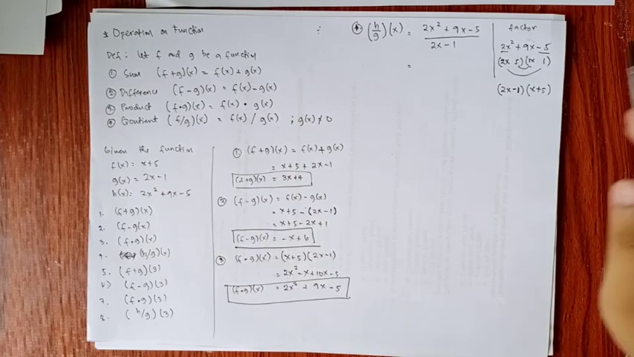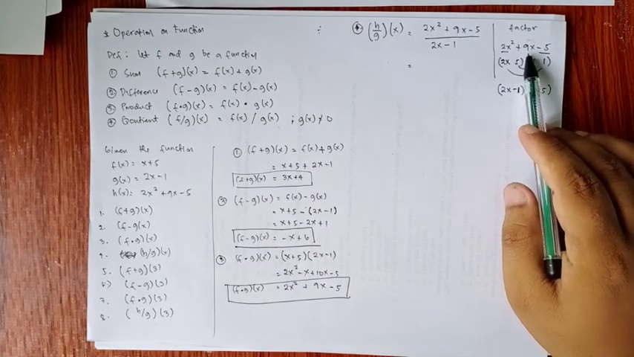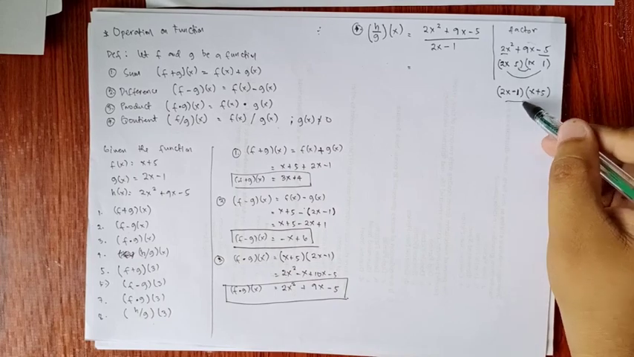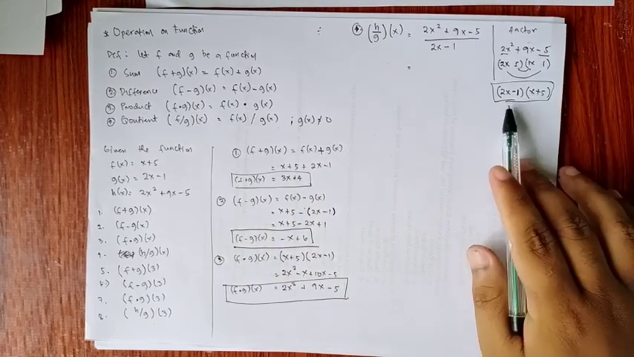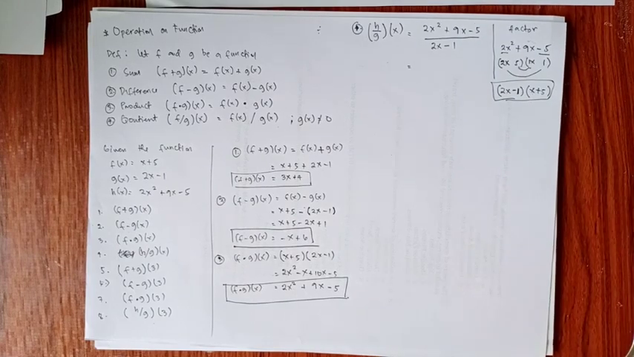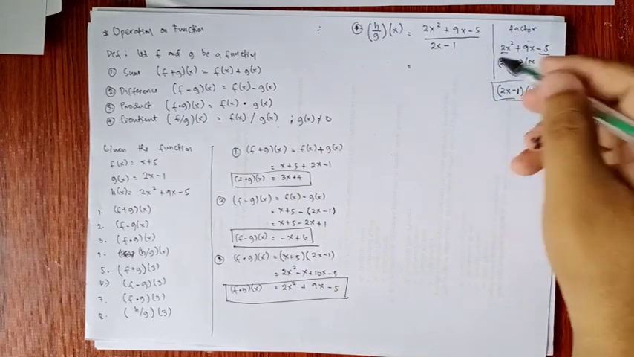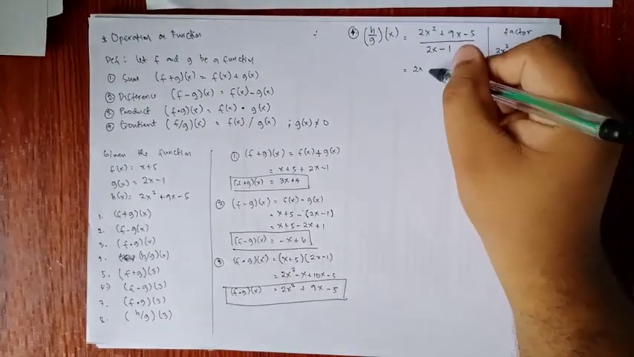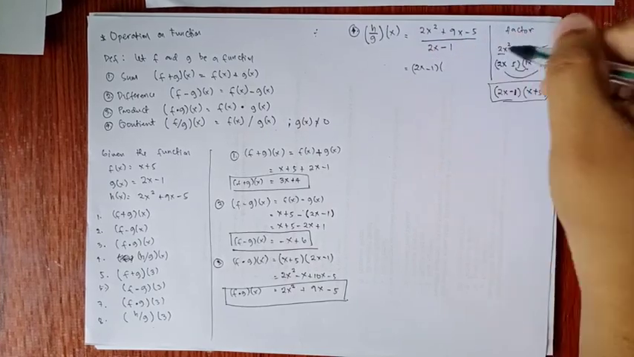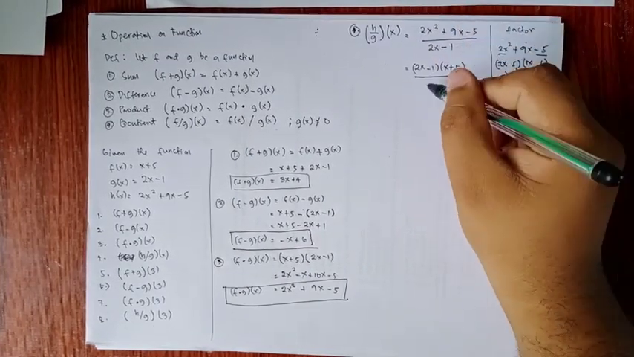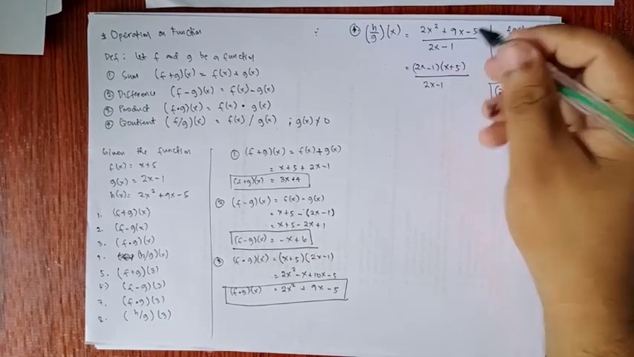So, kung i-factor natin tong 2x squared plus 9x minus 5, yung factor niya must be ito: 2x minus 1 and then x plus 5. So, ganun siya i-factor ha. I hope may natutunan kayo. So, ilagay natin siya dito. 2x minus 1 and x plus 5. You copy over 2x minus 1.